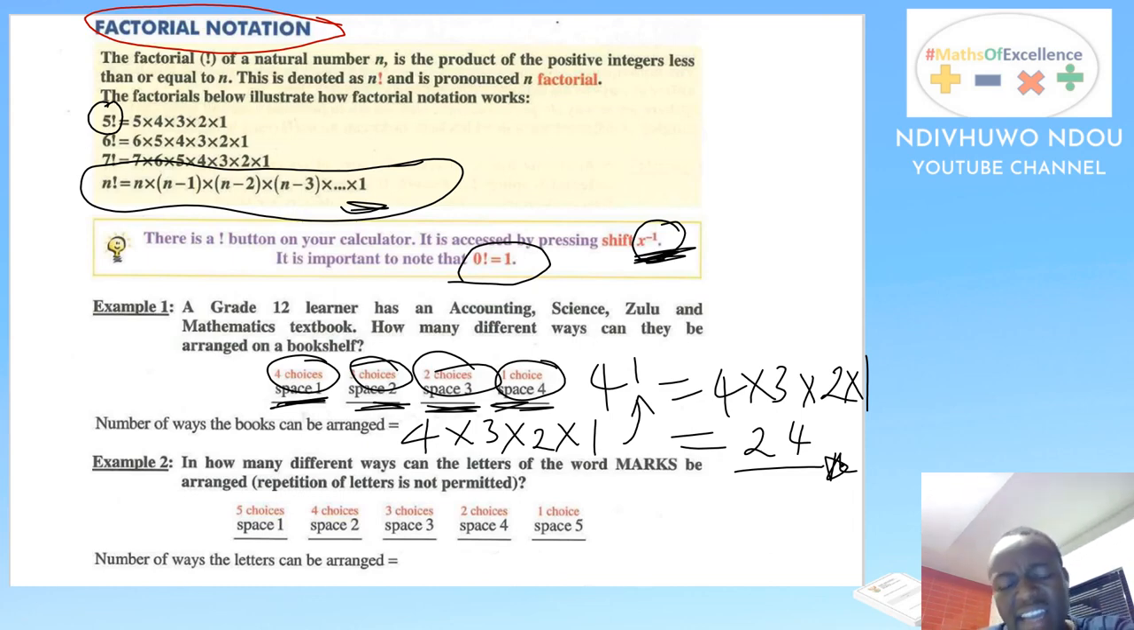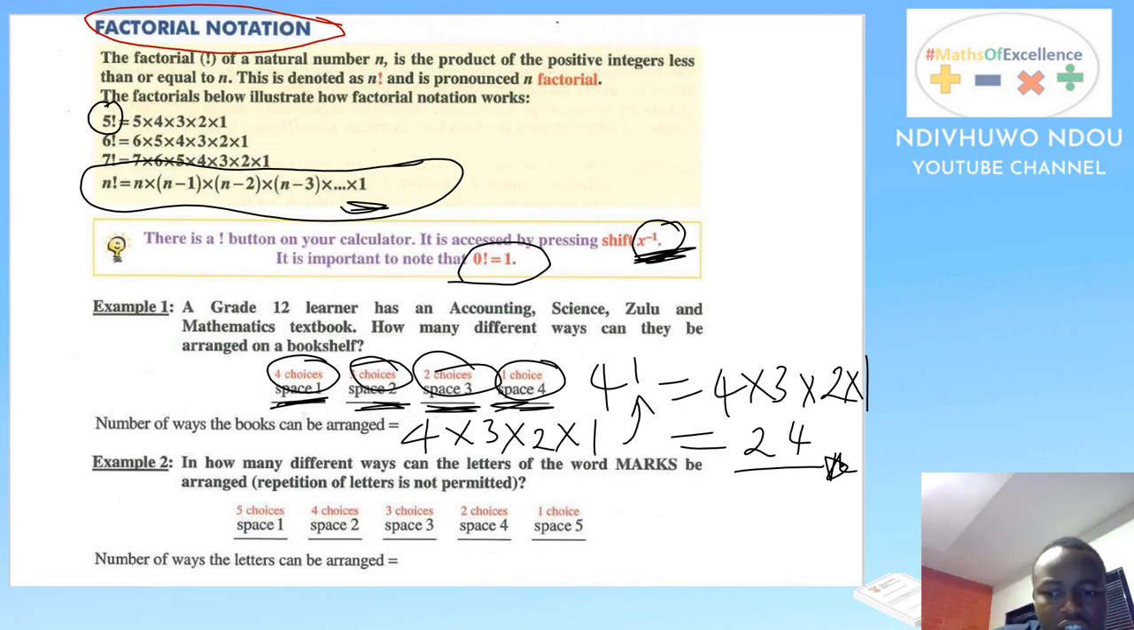How many ways can they be arranged? So what you actually do before answering a counting principle question, you ask yourself, how many choices do I have, right? Because in counting principle, we simply multiply the number of choices or outcomes that we have in each particular situation. So how many choices do we have with the letters of the word MARKS? Let's count. We have M, 1, 2, 3, 4, 5. So we have 5 choices of the letters M-A-R-K-S.